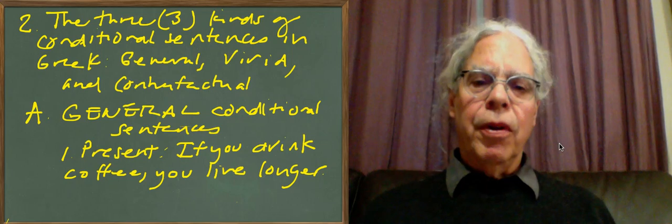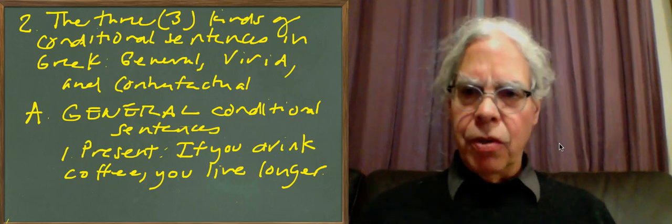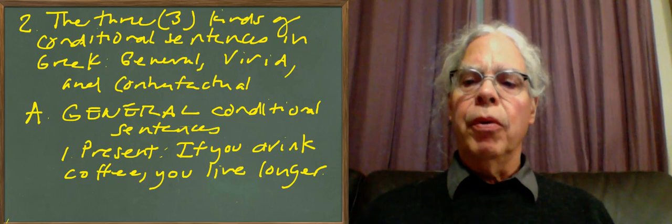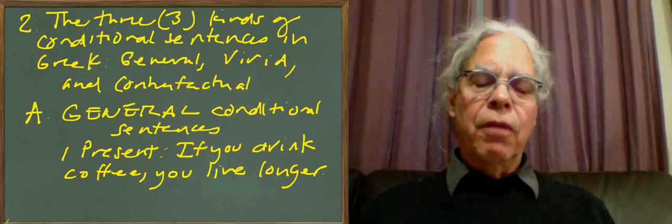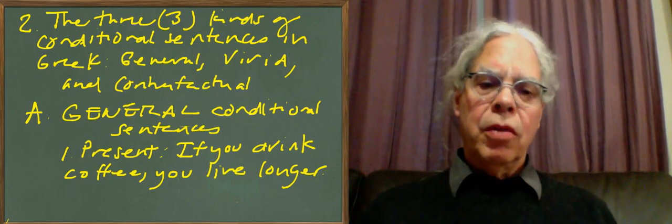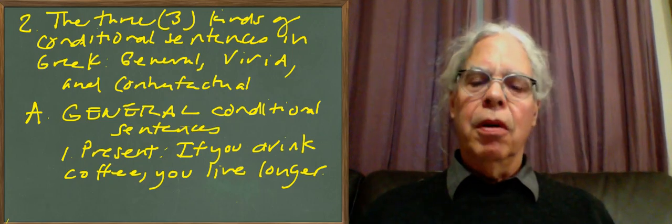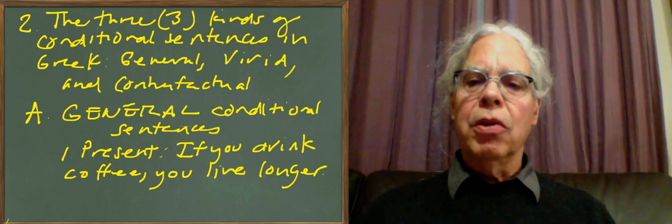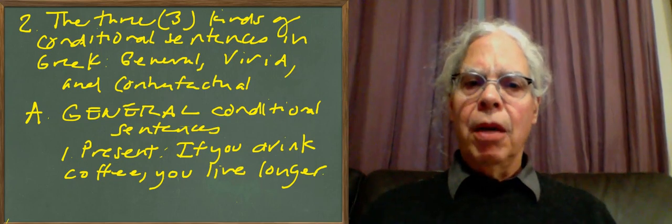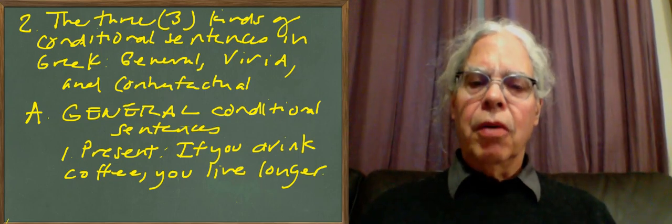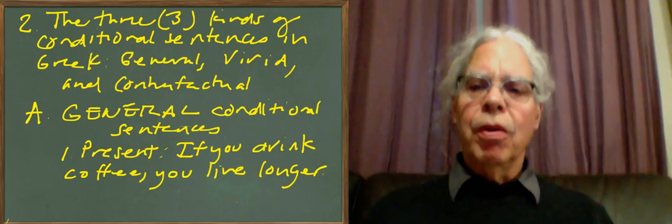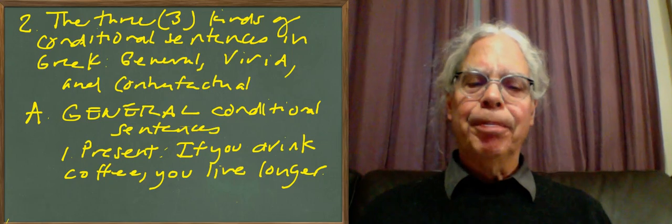So there are three kinds. There are general conditions in which you're trying to state a general truth about the way the world works. There are vivid conditions in which some are more and some are less real about the world. And then there are contrafactual conditions, which are when you're making admittedly false or incorrect hypotheses about the world, which is something that we also do in order to understand things that are going on.